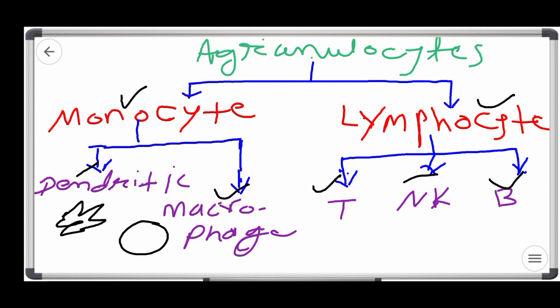T lymphocytes originate from the thymus and hence are called T lymphocytes. B lymphocytes originate from bone marrow, so they are called B lymphocytes.